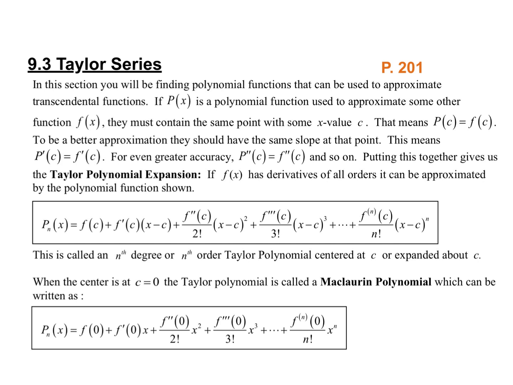So this is what the polynomial expansion looks like for a Maclaurin. Again, c is just 0. This is a very common one. It gets used a lot. The only difference, again, is the c's are all gone because the c's are 0. Okay. So these are the general ideas.